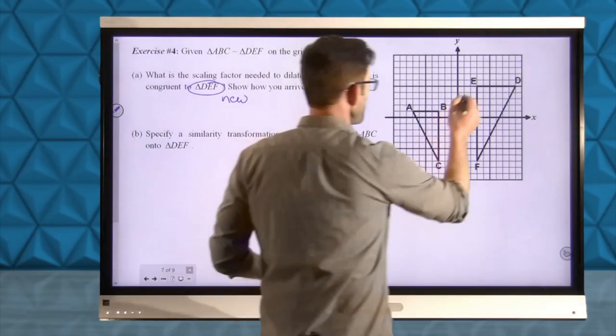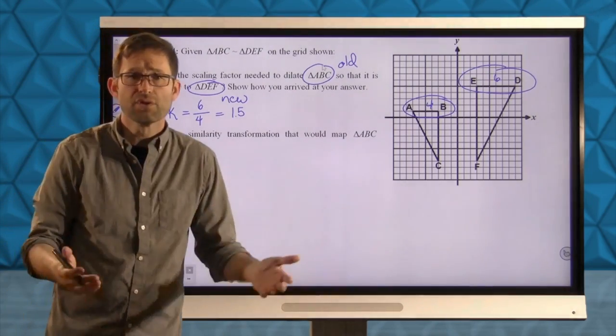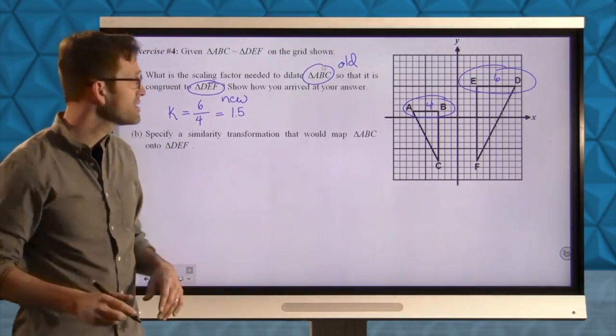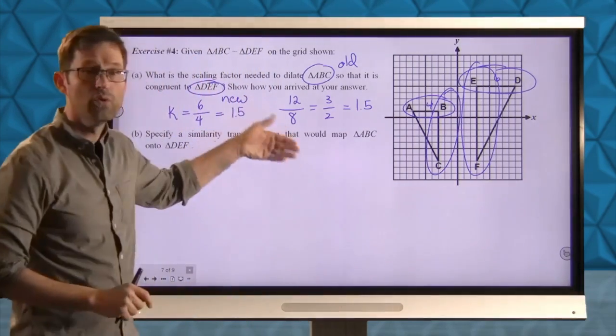For me, I would simply take the length of DE, which looks to be 6 units long, and divide it by the length of AB, which is 4 units long. And when I do that, I would get a dilation constant of 1.5, or 3/2, you could leave it in fraction form. You would get exactly the same thing if you took the length of EF, which is 12, and divided it by the length of BC, which is 8. And that is also 3/2, or 1.5. Again, new divided by old.